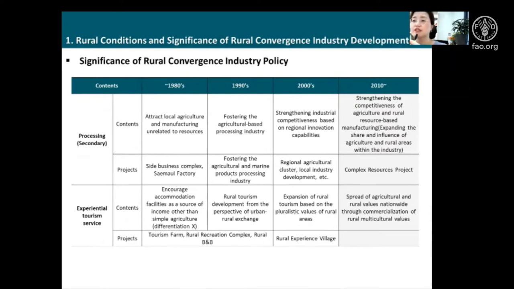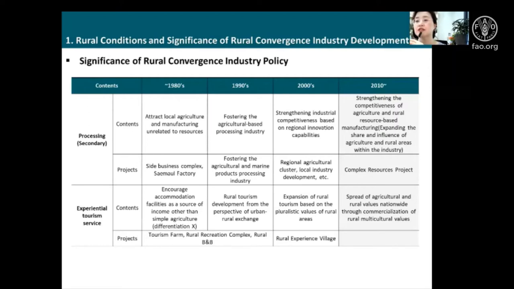Until the 1980s, projects such as Saemaul factory, which were accumulated for industrialization of agriculture and carried out during the Saemaul Undong in the 1970s, were continuing. In the 1990s, various support projects were supported to foster the processing industry based on agriculture, and the OVOP policy was promoted in earnest by creating a special complex.